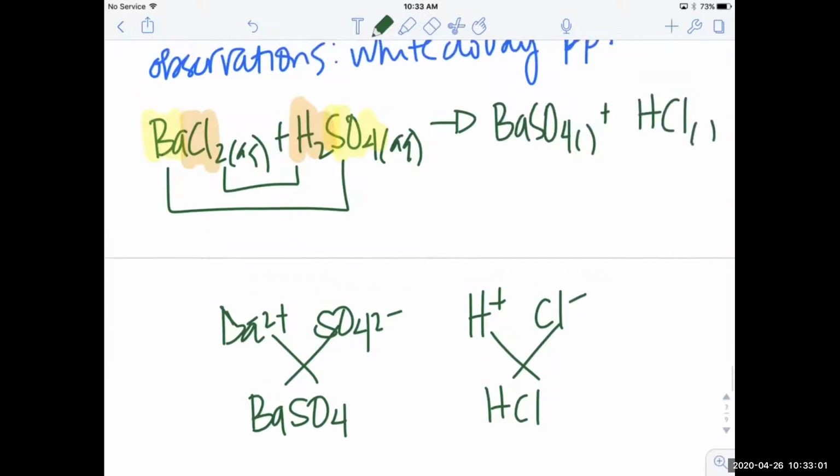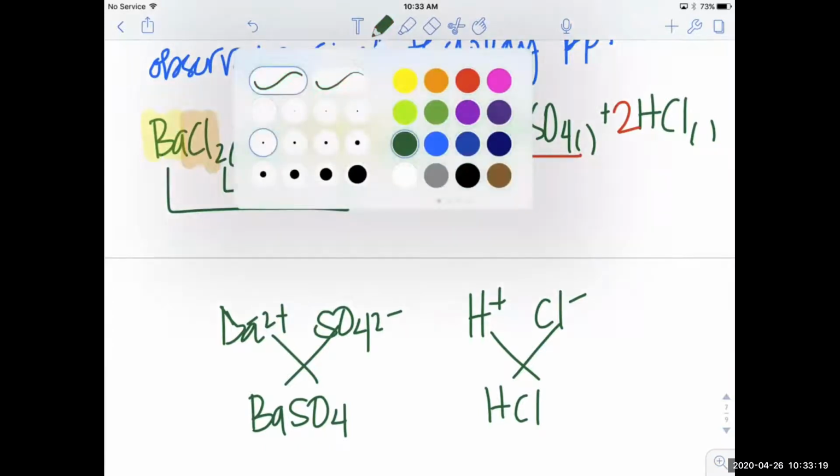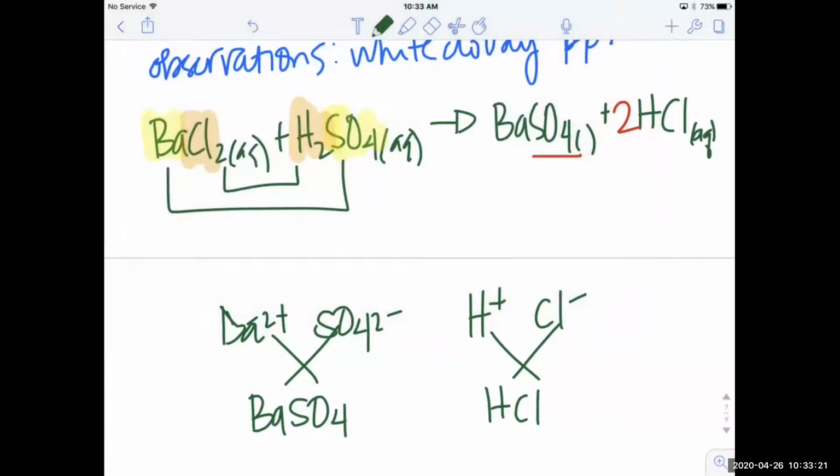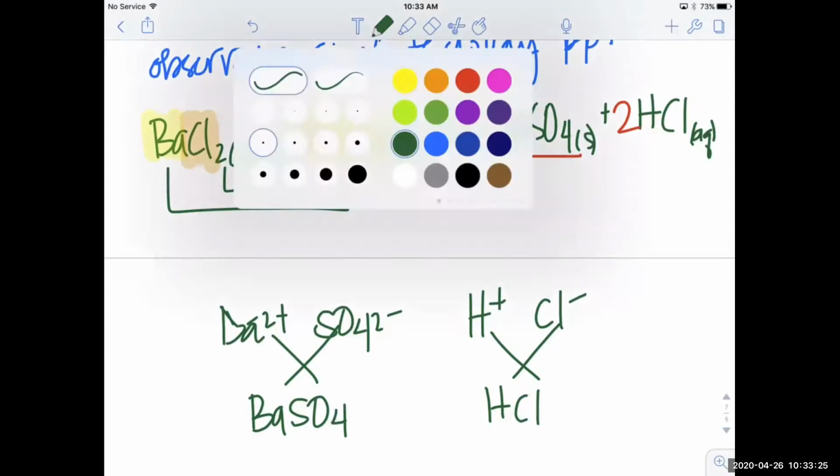So here I just need to go ahead and balance it. We're going to put a 2 there. I'm going to use the polyatomic ion way. So there's 1 sulfate, 1 barium. There just needs to be 2 chlorines and 2 hydrogens. So I'll just put a 2 here. Generally, I know that this is a strong acid, so this will always be aqueous, and sulfates are generally insoluble, especially when they're with barium.